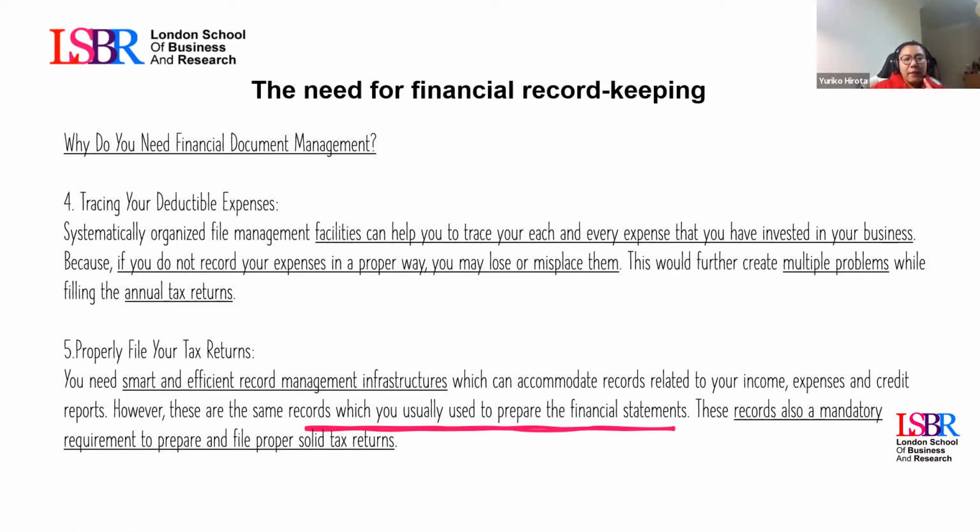The number 4 and the number 5 are very related to each other. The number 4 is tracing your deductible expenses, which I explained a little bit about. But it's important because when we identify those expenses and see the benefits that we can have, depending on the expenses, we can have multiple benefits.